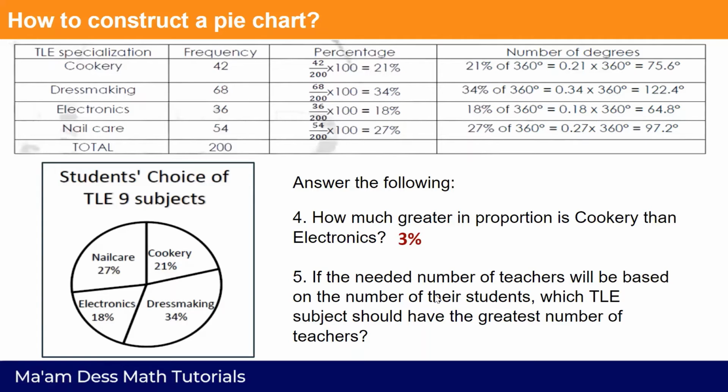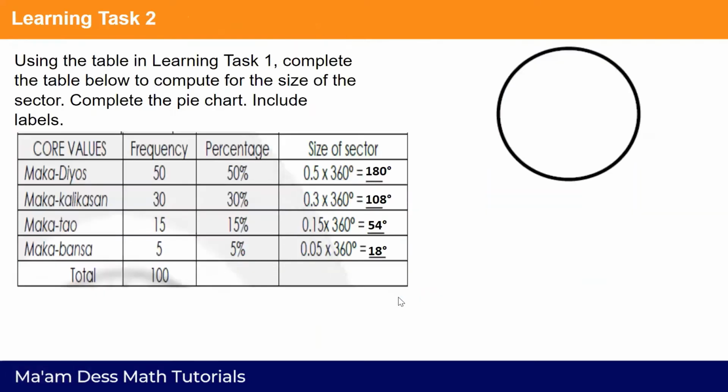Number 5, if the needed number of teachers will be based on the number of their students, which TLE subject should have the greatest number of teachers? Your answer is dressmaking, since it has the most percentage. Okay, for learning task 2: using the table in learning task 1, complete the table below to compute for the size of the sector. Complete the pie chart, include labels.